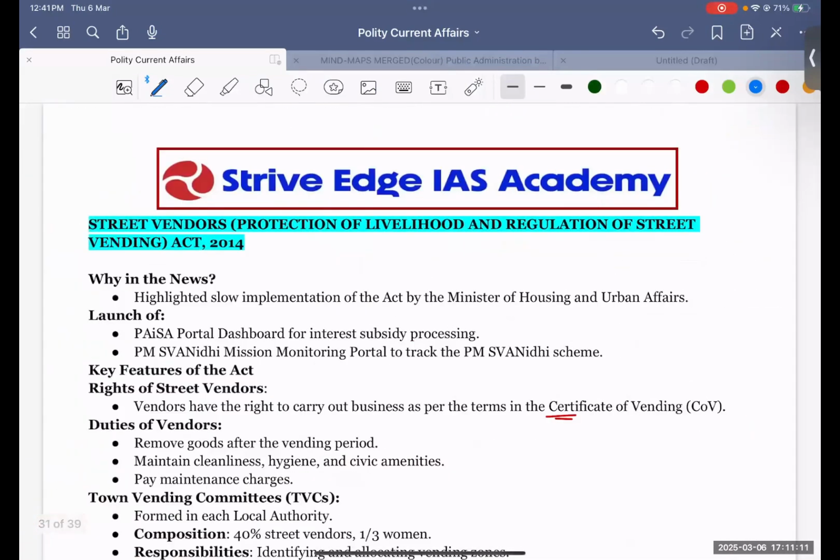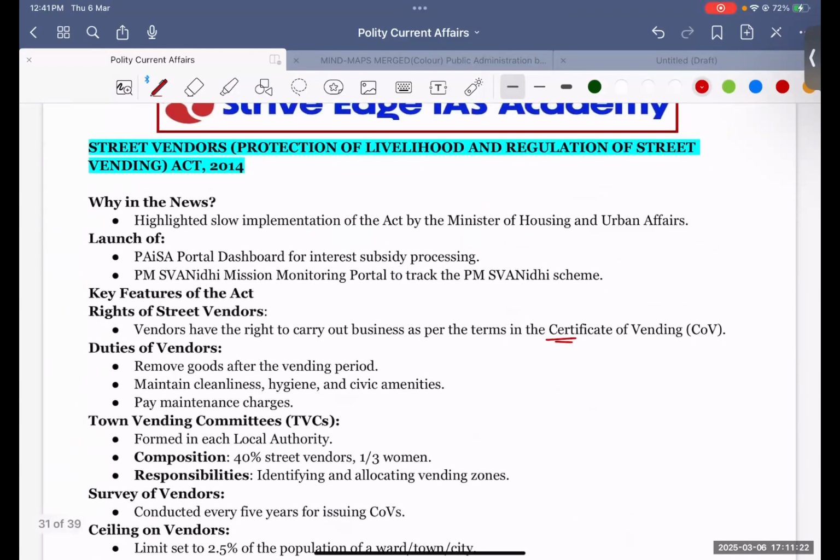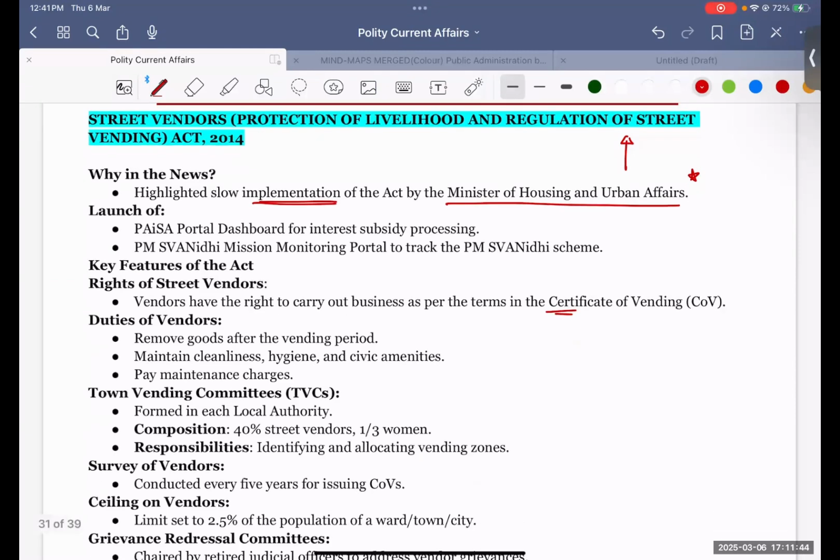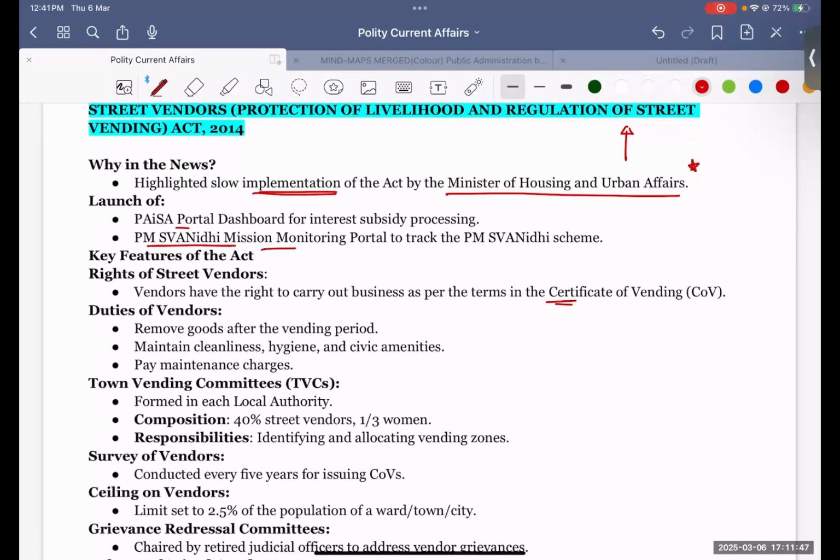Okay, let us move on to the next subtopic. Street Vendors, Protection of Livelihood and Regulation of Street Vending Act 2014. So why was it in news? Because there has been a highlight that this particular act has been slowly implemented by the Ministry of Housing and Urban Affairs. So this falls under the Ministry of Housing and Urban Affairs. So we see that it is not fully implemented. Also, the PAiSA portal and the PM SVANidhi Mission Monitoring Portal to track the PM SVANidhi scheme has been done under this.